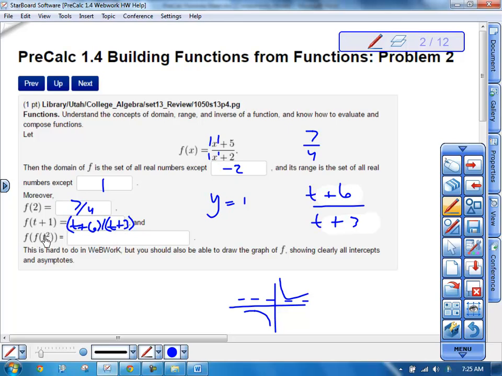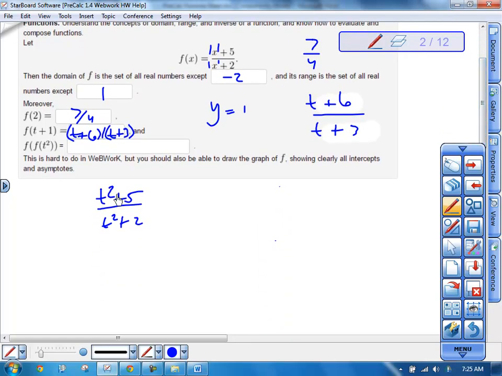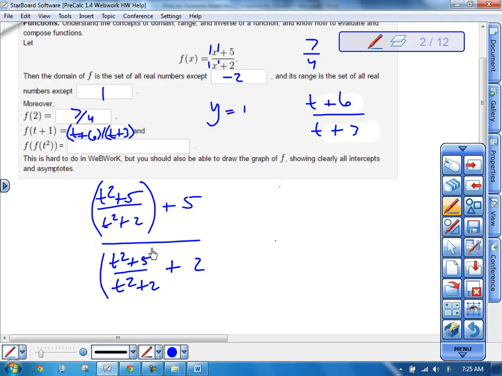This is another way to do the composition. It says take t squared, plug it into function f, in which case you get t squared plus 5 over t squared plus 2. Then take that and plug it back into f. So now I need to take this and plug it back into f. This is a tough one. So I'm going to put this in parentheses and plug it right back in. So it's going to be plus 5 in the numerator, and then it's going to be this thing again, plus 2 in the denominator.